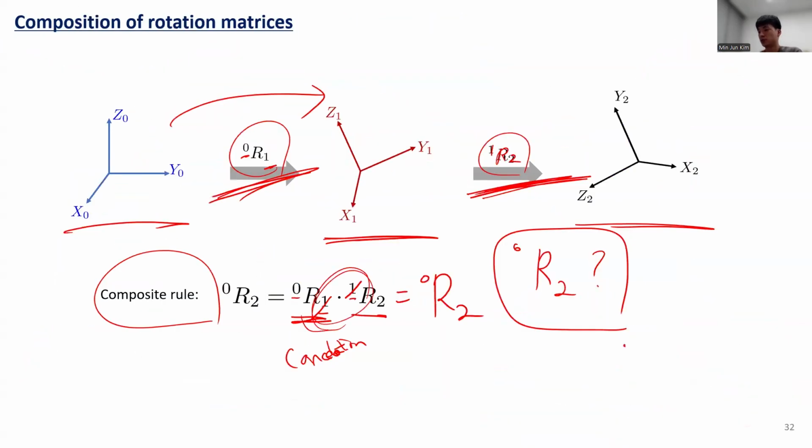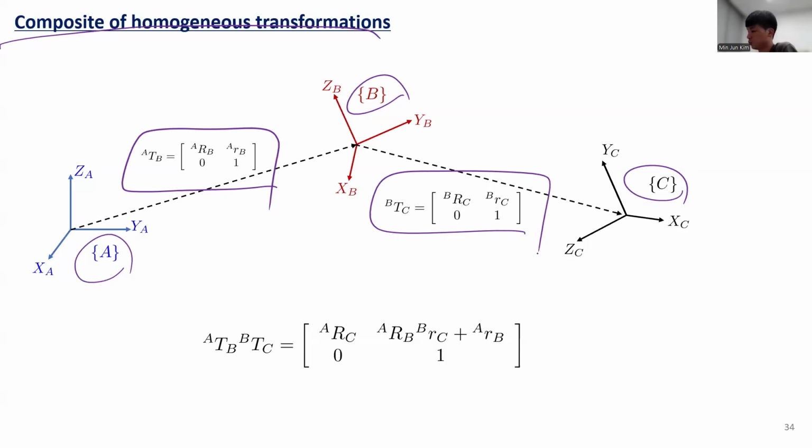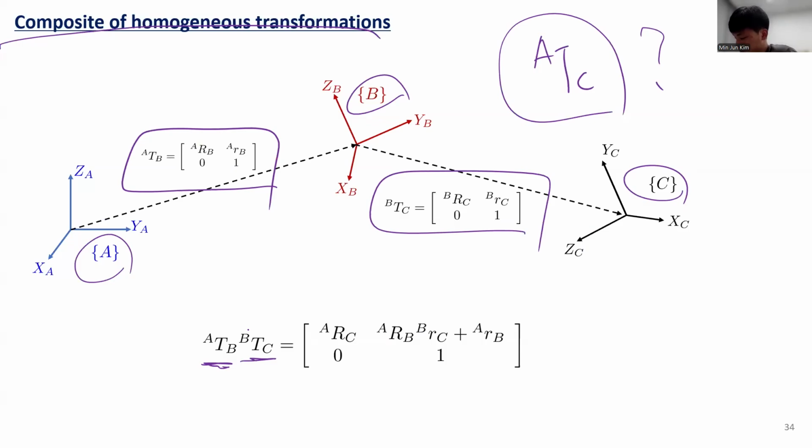So as we did for the rotation matrix, we have frame A, frame B, and frame C. Let's say we know the relation between A and B, and we know the relation between B and C. Then what is the relation between A and C? What's the transformation from A to C? Okay, that's just ATB times BTC. So there's a kind of cancellation, and that becomes ATC. Okay, and again, that's of course a 4x4 matrix.